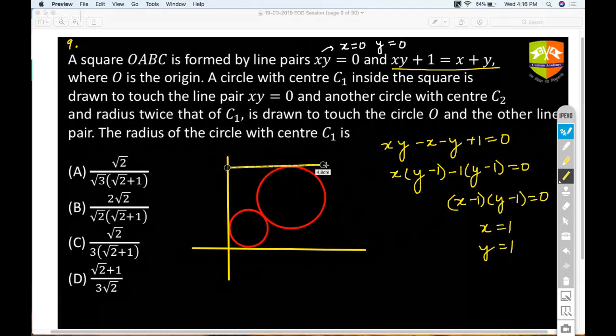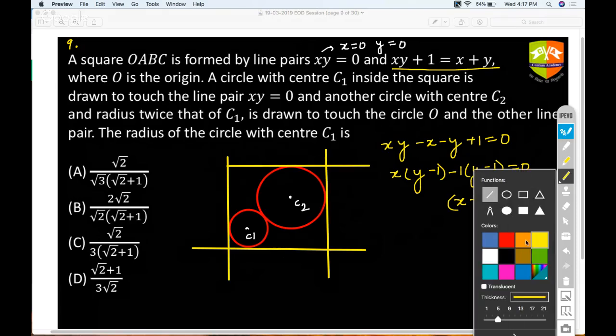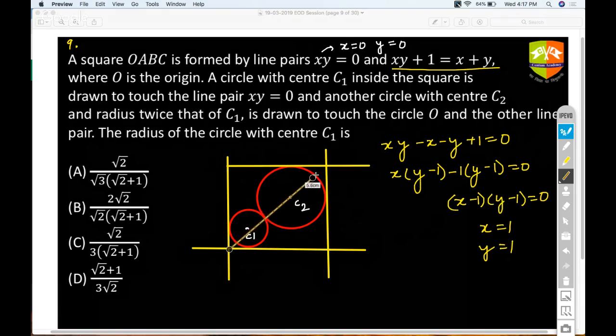According to the given situation, it should be like this. According to the statement in the question, one circle with center at C1 touches the xy equal to 0 pair, and the other circle with center C2 and twice the radius touches the other circle. One thing is for sure, if they are touching like this, then the diagonal should be passing through the centers of these two circles. So this is, let's say, R, then this is 2R. If I drop a perpendicular, this will also be 2R, and if I drop a perpendicular here, that is also going to be R. Let's say I call this point O.